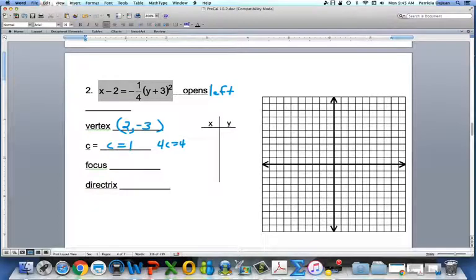So we have a vertex at 2, negative 3, right there. And we have a point at 1, and at 1 behind it. It opens left, so this is going to be our directrix, which is behind it. So that's going to be at x equals negative 1.